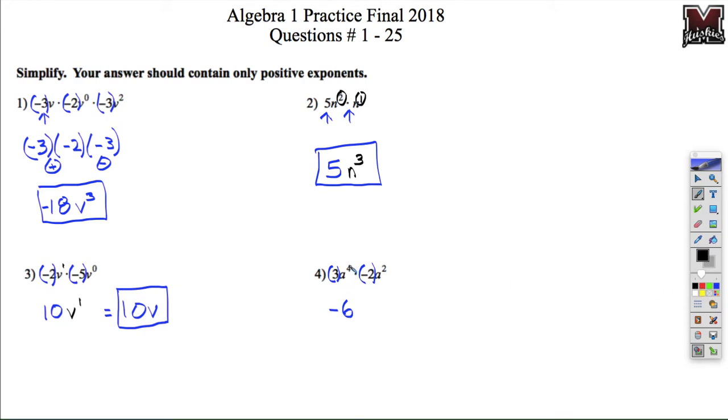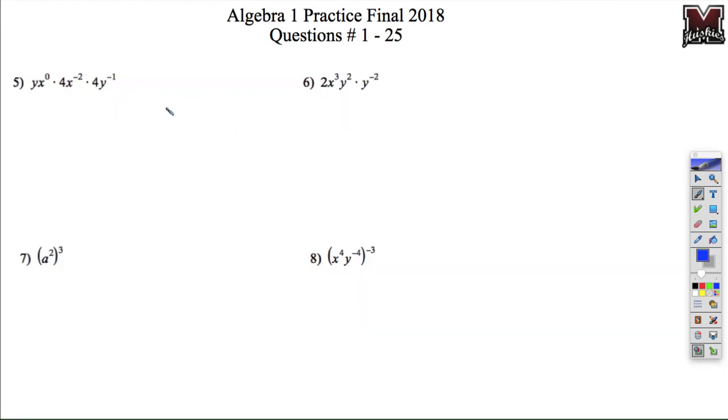A to the power of 4. This means that there are 4 a's there. There are 2 a's there for a total of 6 a's. So we need to write a to the power of 6. This is just counting the number of variables here. Box our final answer. Let's move on to number 5.